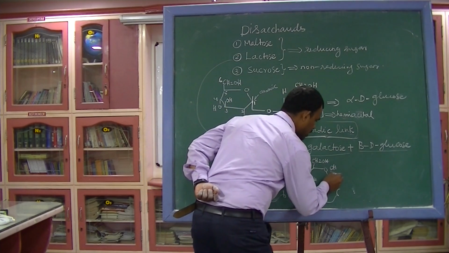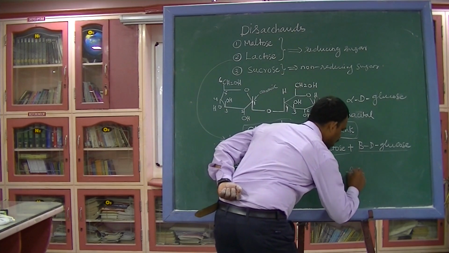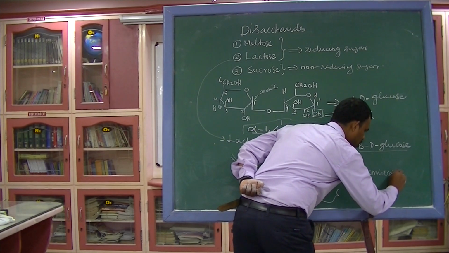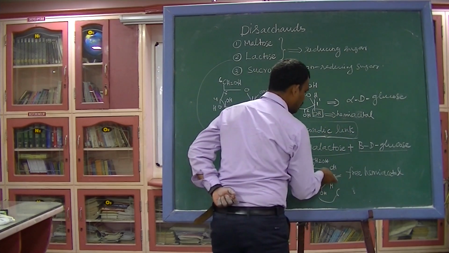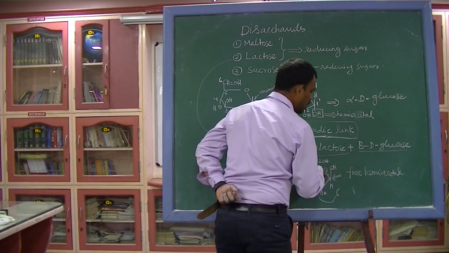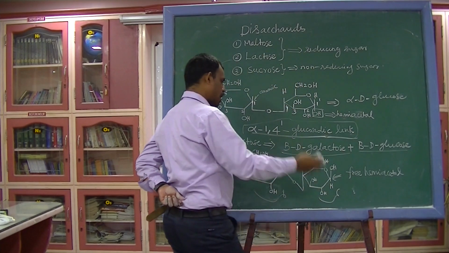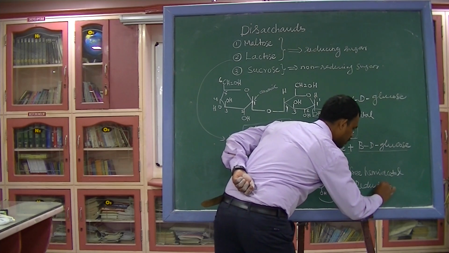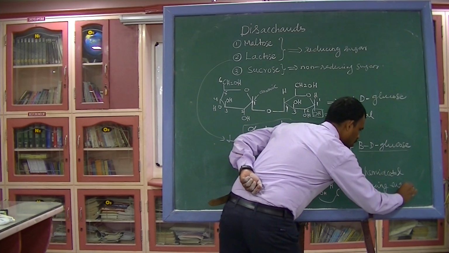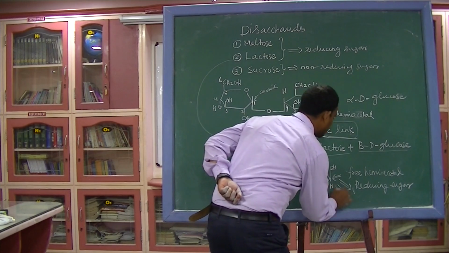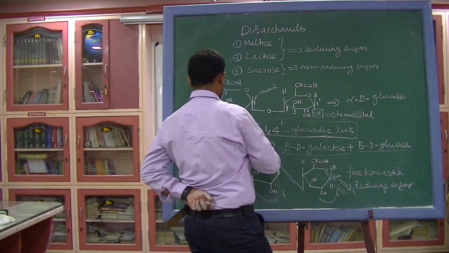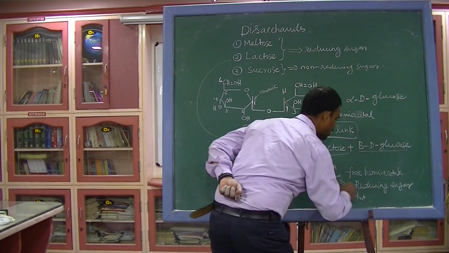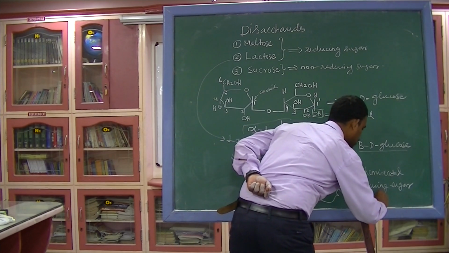Again, if you look at this subunit, you have a free hemiacetal. So it will be in equilibrium with its open chain form. This can oxidize to the corresponding acids. That's why it is a reducing sugar. In beta D glucose as well as in lactose and maltose, the mutarotation happens because of this.